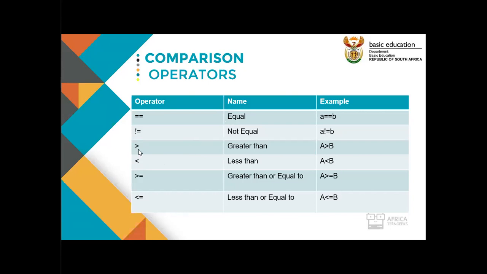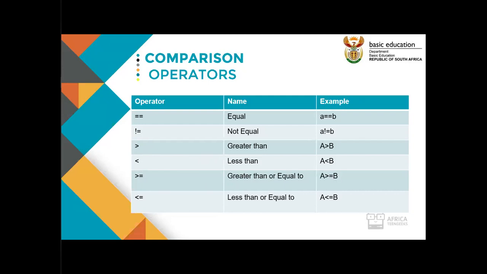Then we have the greater than sign. That means greater than. So I can check if A is greater than B. I can normally do this with numbers. Is the number 3 greater than the number 5? Or is the number 5 greater than the number 2? Of course, we'll get answers of whether it's true or false. Then we have less than: A is less than B. And we have greater than or equal to, less than or equal to. These four are our normal maths operators, so you should understand those ones.